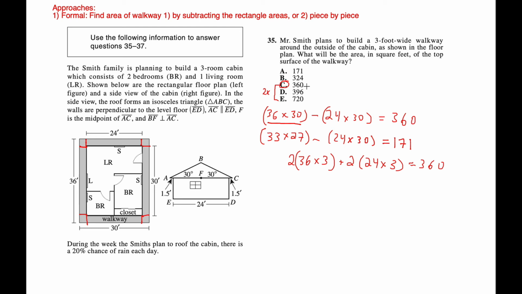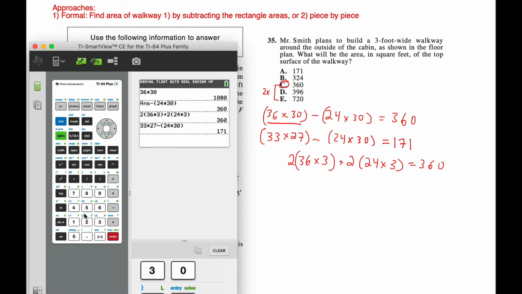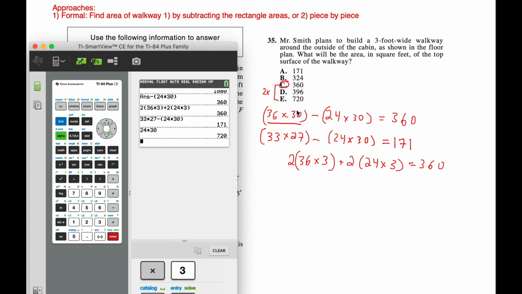And then answer choice D, I'm not sure what they were expecting with that answer. It's probably another example of some miscalculation here in these dimensions. And then answer choice E of 720, that reflects just the total area of the cabin. So if we did 24 by 30, that's going to give us 720. 24 by 30, yep, 720.